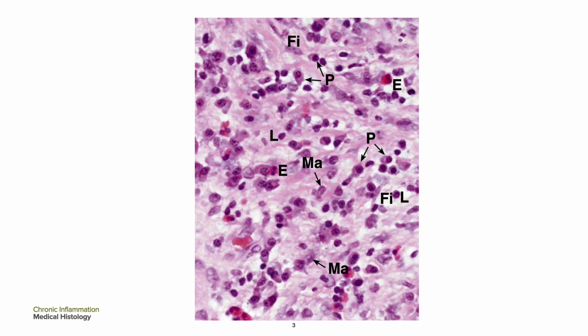Macrophages, MA, are recognized by their oval or kidney bean-shaped nuclei and pale cytoplasm. Eosinophils, E, have bilobed nuclei and brightly eosinophilic granules in their cytoplasm. When stimulated, these eosinophils release their granule contents, including major basic protein, a substance that is effective in killing parasites. Some neutrophils and many active fibroblasts are also commonly found in chronic inflammation.